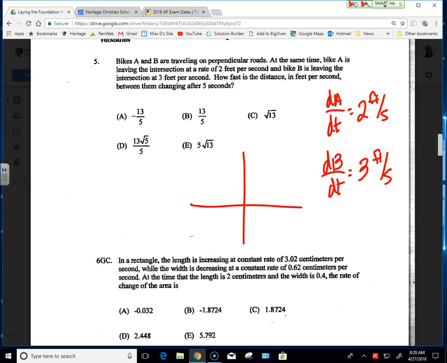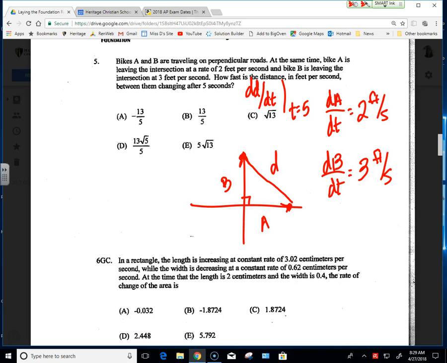Leaving the intersection, so one's going one way, the other one's going the other way, so we can call this one like A, we can call this one like B. The distance between them, isn't that going to be a hypotenuse? So how fast is the distance between them changing? We could call that like dD/dt, or you could do a and b and c for Pythagorean theorem, and then you could do dC/dt if you would like. After 5 seconds, such that t equals 5.